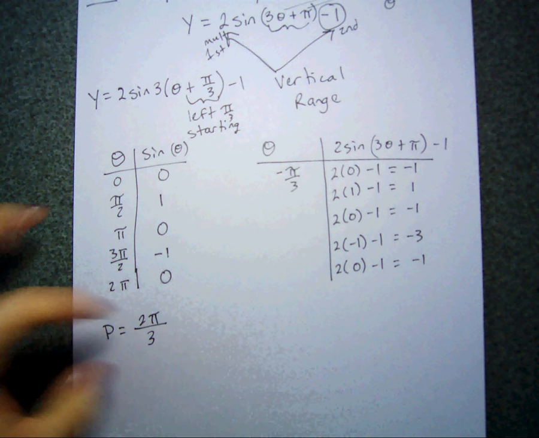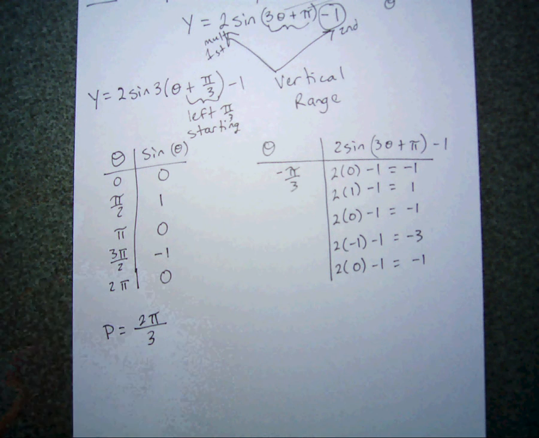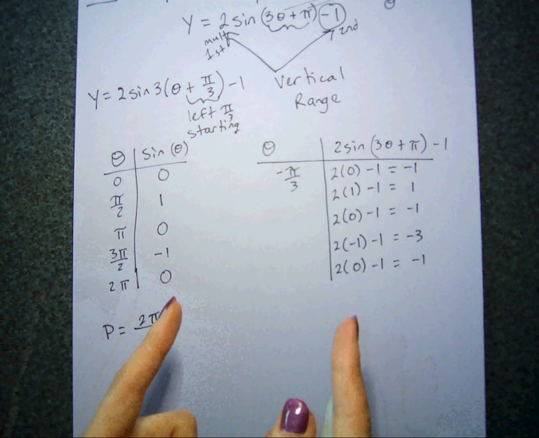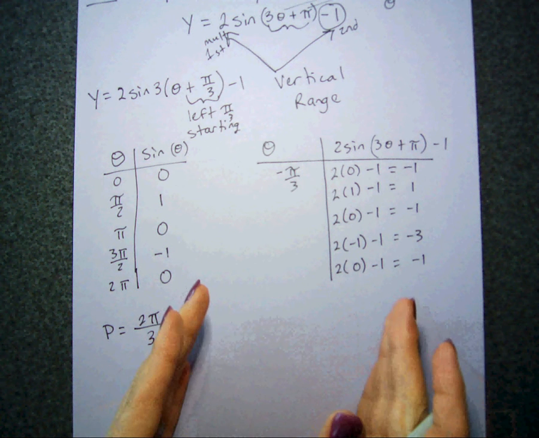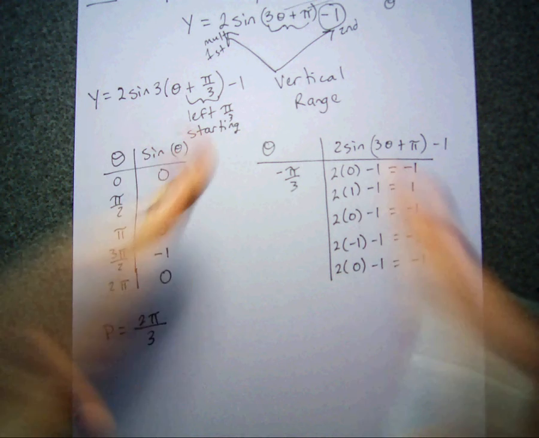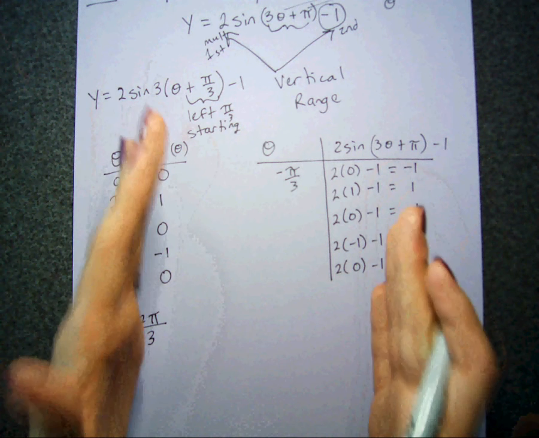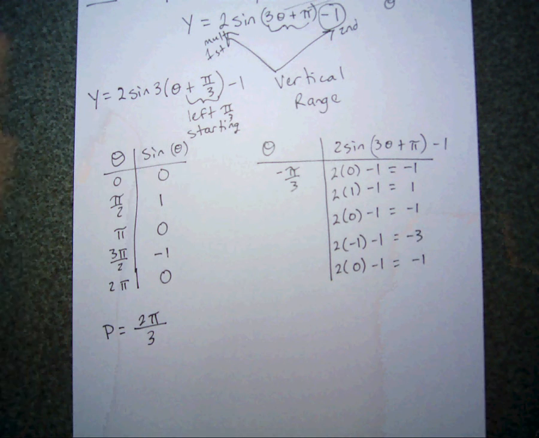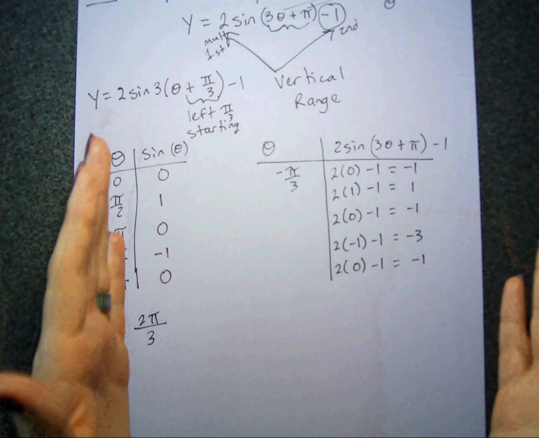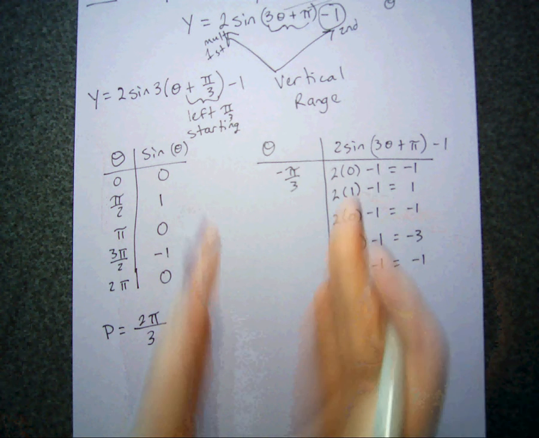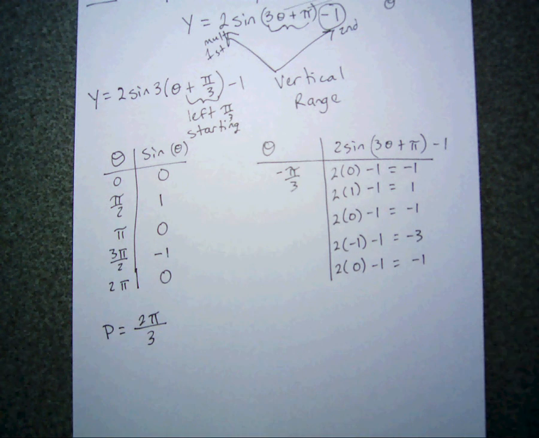Okay? What this tells me is that the length required to complete a single cycle will be 2 pi over 3. So I squished or compressed this sine graph, right? When I graph it, it's not going to be as long or as wide as the original function. It's going to be squished. So how do I find the other 4 points?